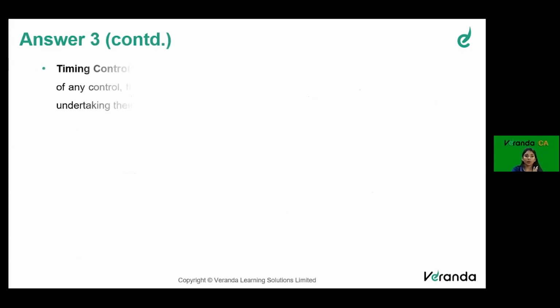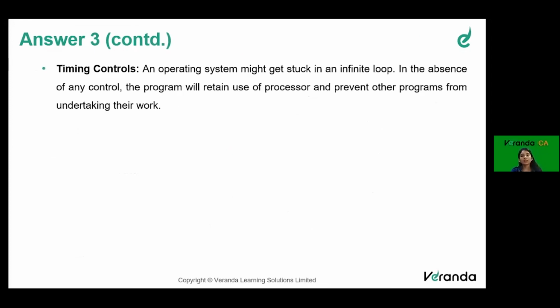Let's go to the third point, timing control. In case of an infinite loop, you cannot work on other software either. For example, Excel. Sometimes my Excel screen gets stuck and I'm not able to move to other windows. I'm not able to close it, minimize it, or save it. Finally I have to shut down my system. So this is the error they're talking about. In that case, I cannot work on my other software.